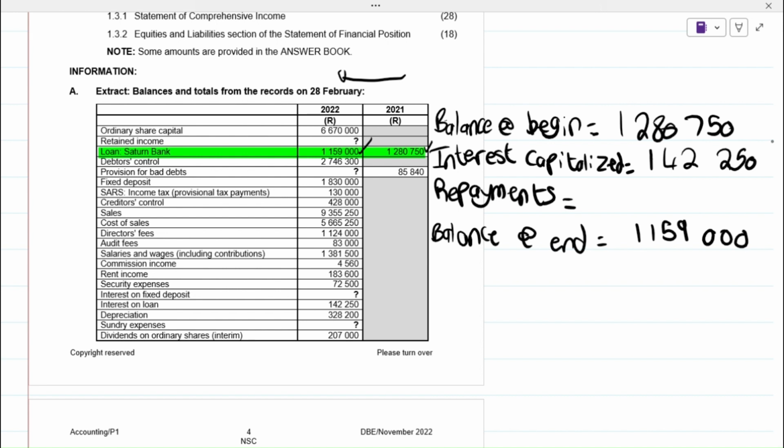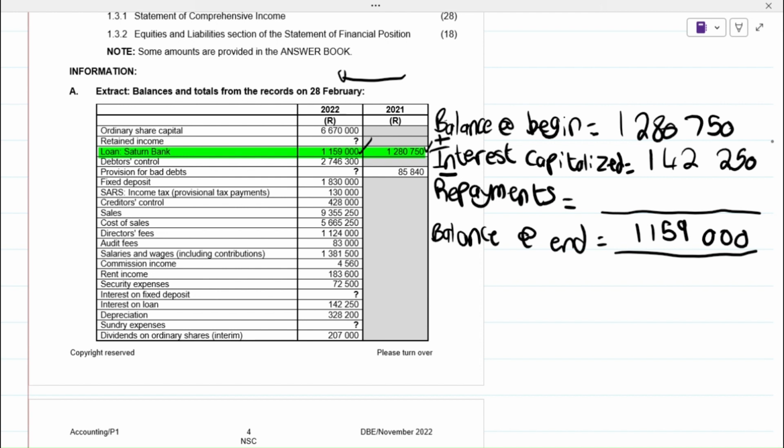But then, as we have discovered that we have to now account for repayments, right? So I know that to get to my balance at the end, I would take now my balance at the beginning and I'm going to add my interest capitalized, right? And then from that amount, I'm going to subtract my repayments and it will be equal to now my balance at the end.